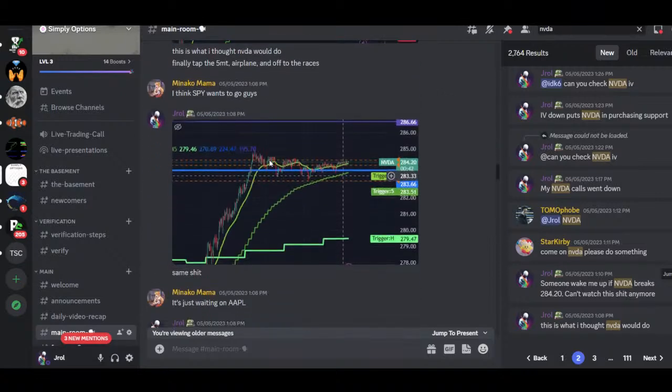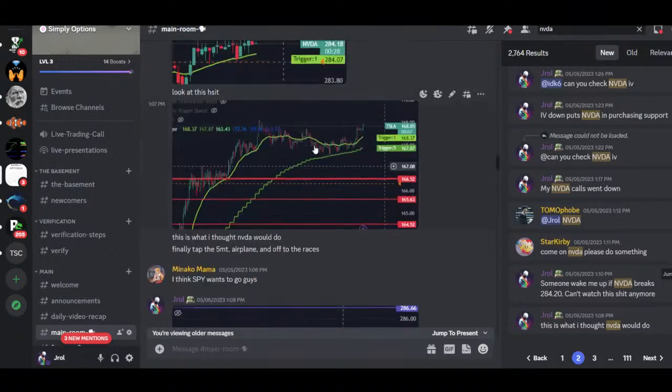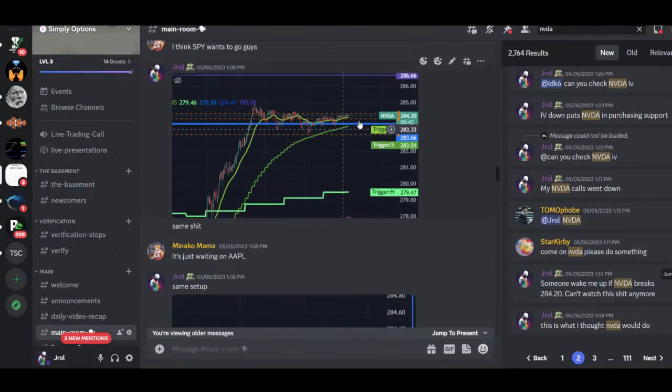So we had the same thing right below with nvidia. Super similar setups. If you take a look, it's hovering right above its 5-minute trigger, barely taps it, and then increases to the upside. So I thought that nvidia had a very, very good chance of doing the exact same thing. And so I went long nvidia weekly calls. Actually, there were 0 date calls.